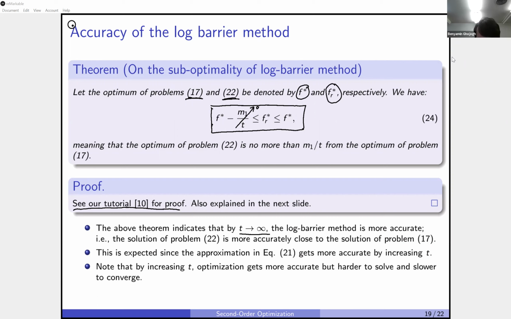We will continue the second order optimization in the next session, we will continue with the quasi-Newton's method and some other topics which I need to think of the order, in which order I should tell you.